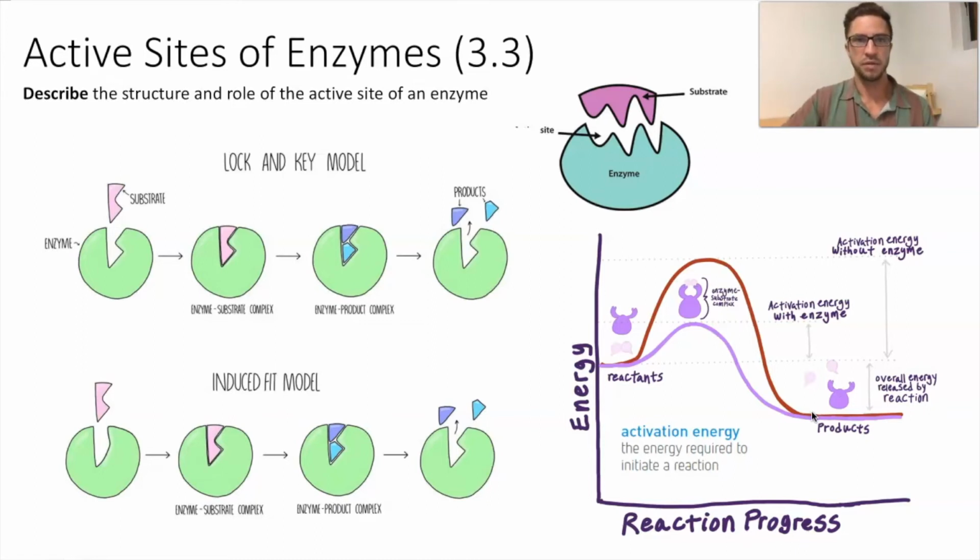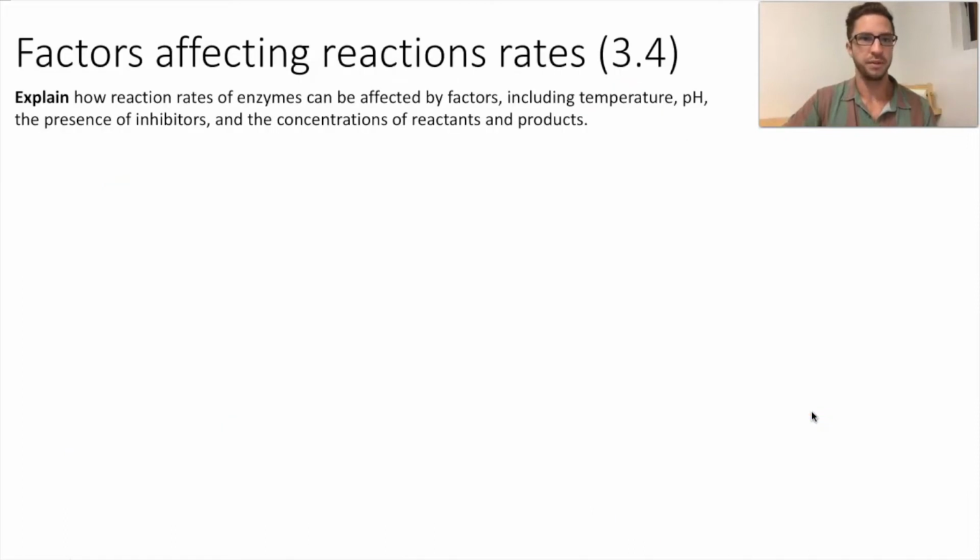So if we move on now to 3.4 and talk about factors affecting reaction rates. As we said at the start, there's a number of factors, including temperature, pH, inhibitors, and just the concentration of things. So to begin with, let's talk about temperature. At low temperatures, enzyme-controlled reactions go slowly because the molecules have low kinetic energy. But when temperature increases, the reaction also increases as molecules are moving around.